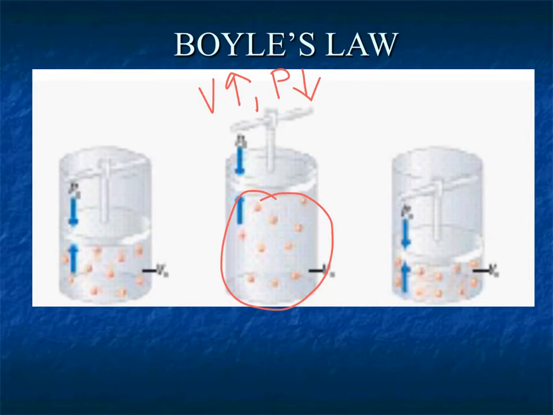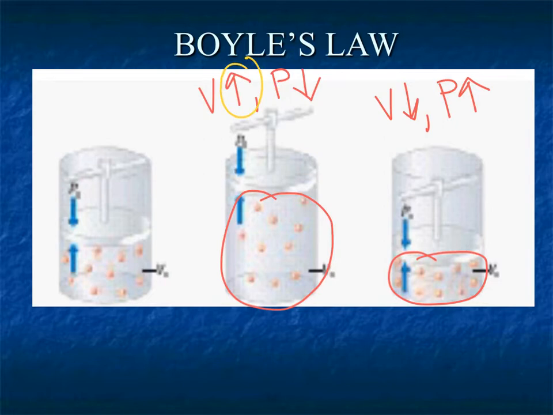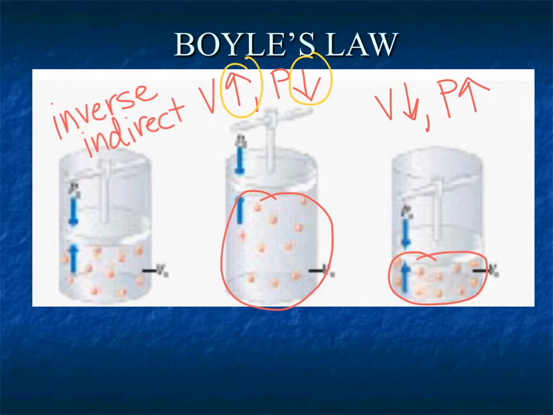Now what if we make the volume smaller? Notice how we're making the size of the container very small. Now all of those particles are jammed in there. They're all tightly packed and can't move around a whole lot. So in this picture, the volume goes down, right? And then the pressure is going to go up, because that creates more collisions, therefore more pressure. You can see here that one goes up, the other one goes down. This is what we call an inverse or indirect relationship.